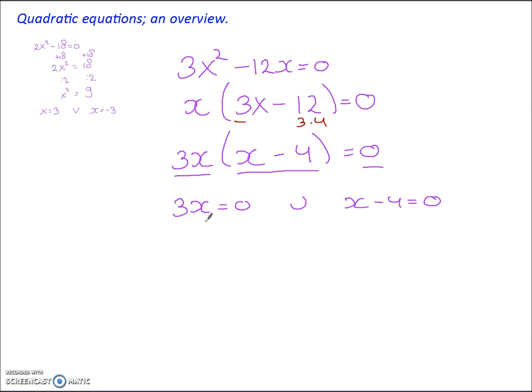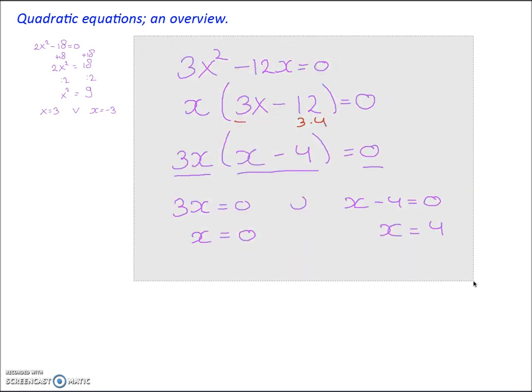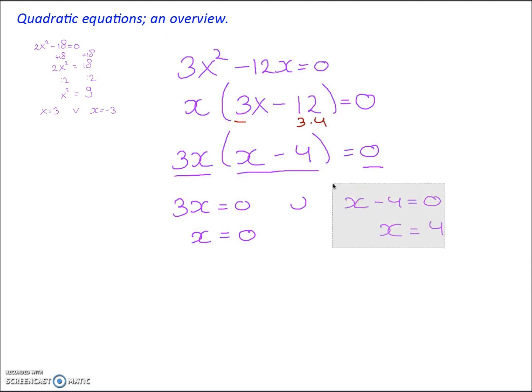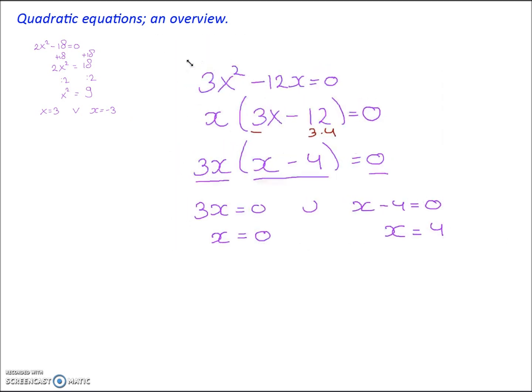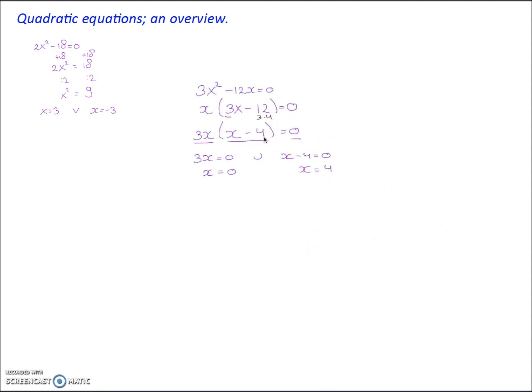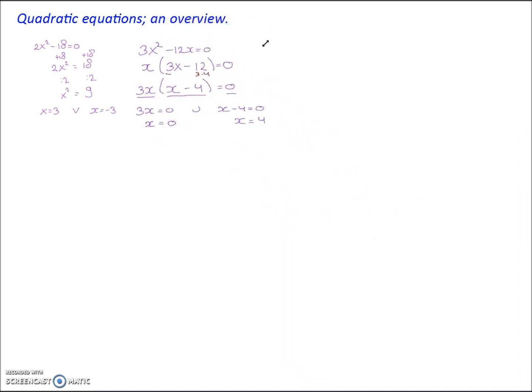So we need a few more steps. In this case I divide both sides by 3, and dividing 0 by 3 will still be 0. And in this case I add 4 on both sides to get x is 4. Again, two solutions of one equation. Now let's make this a little smaller as well, and drop it over there.